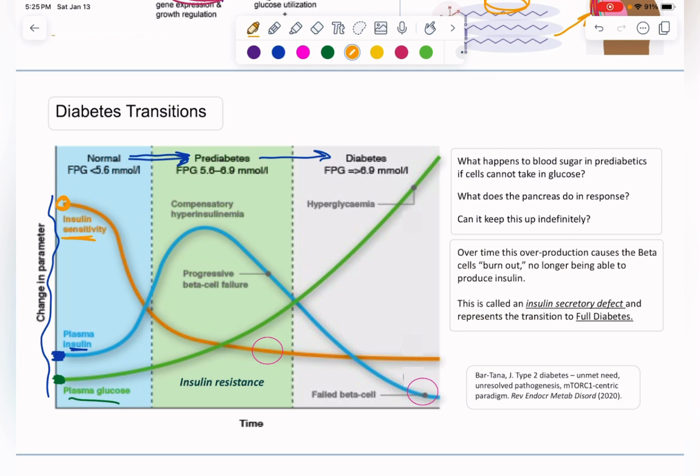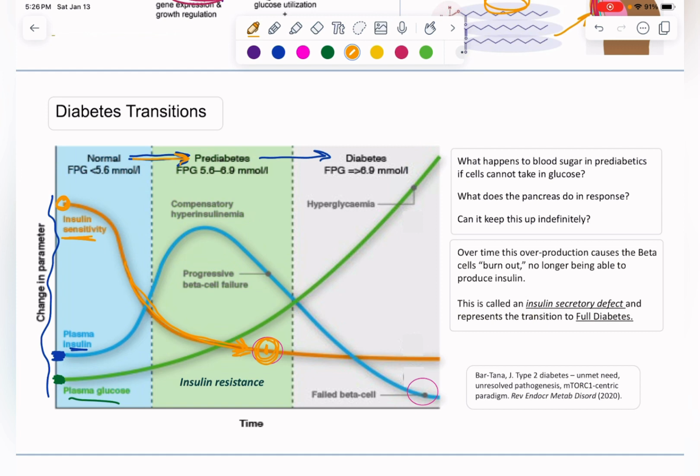Well, the answer is insulin resistance. And like I just showed, your insulin sensitivity with the state of prediabetes goes way down. Free fatty acids are getting into the cells. The cells are no longer able to respond to insulin. So as a result, your insulin sensitivity goes way down. And that's what causes the transition from a normal, healthy subject to one with prediabetes.